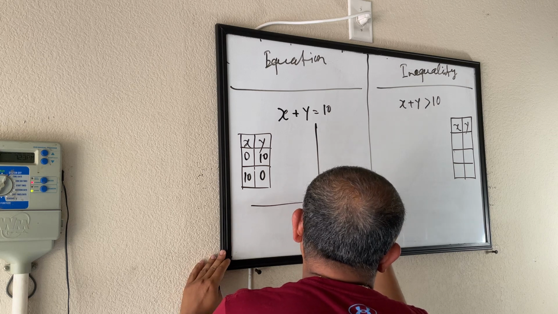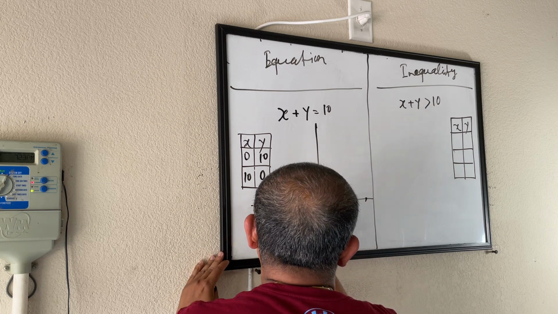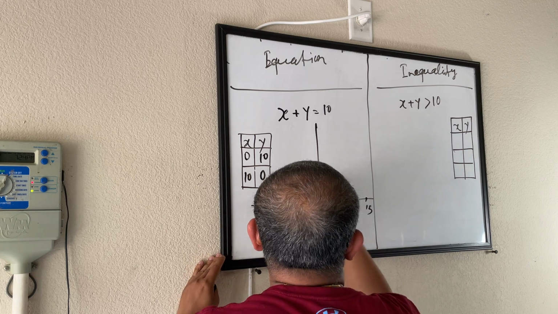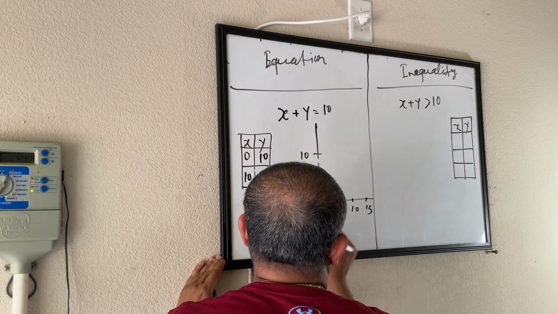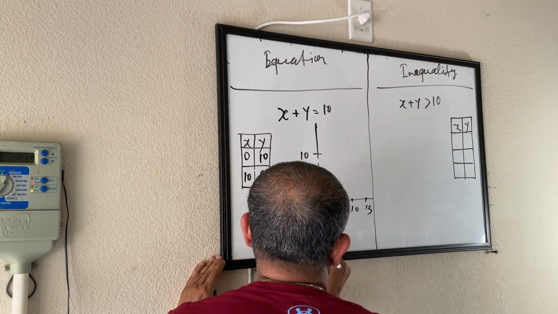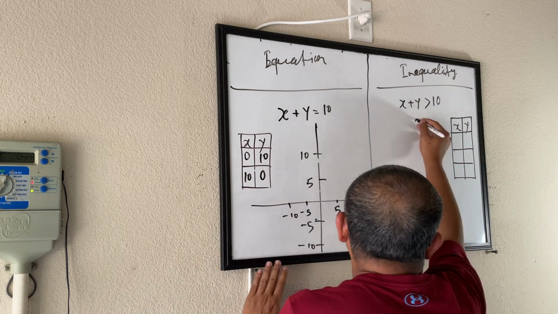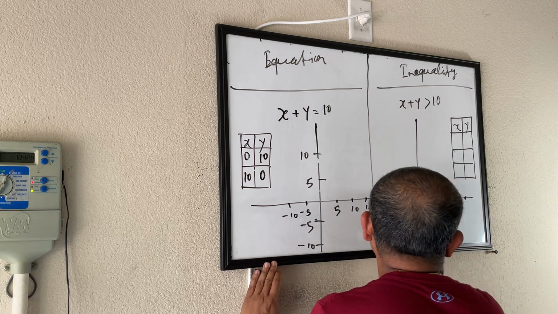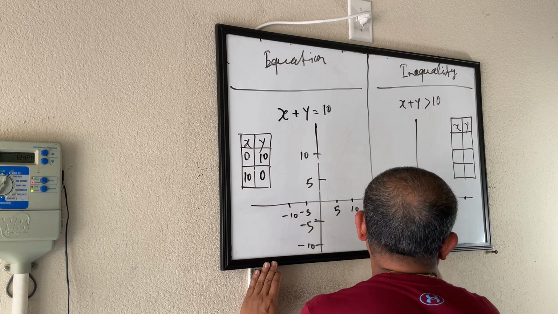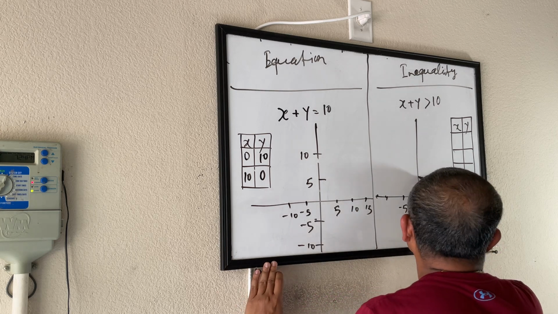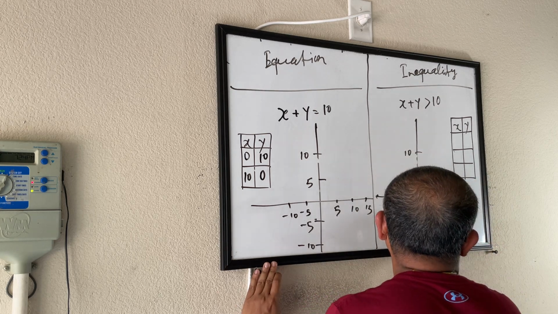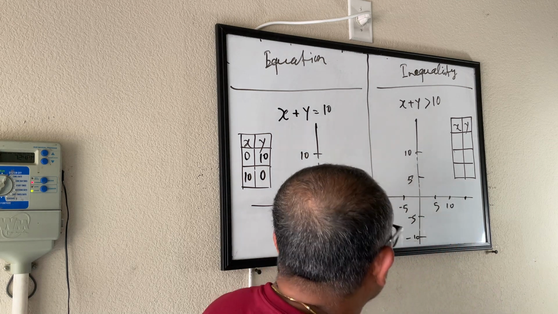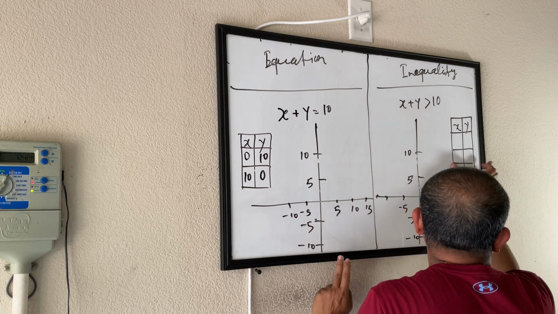Let me draw this graph here also, okay? 5, 10, 15, minus 5, minus 10 on each axis.